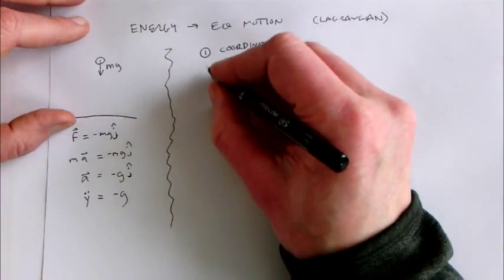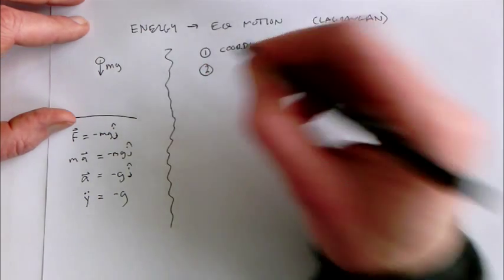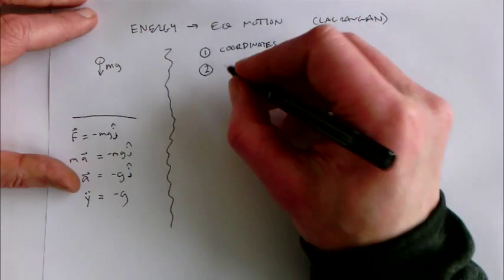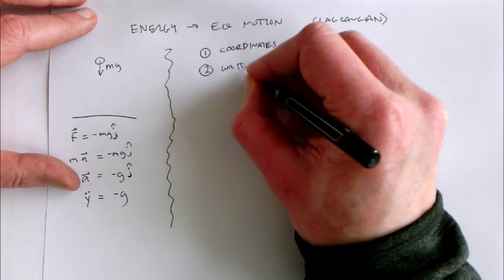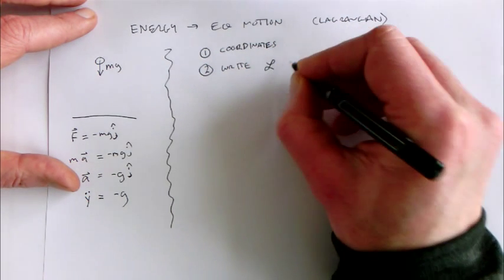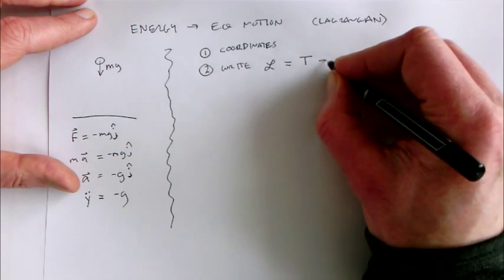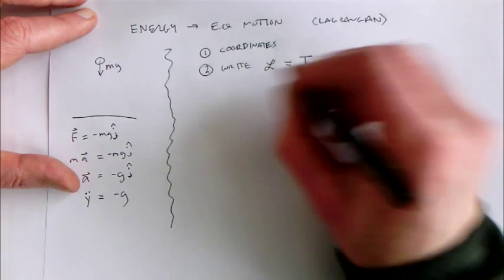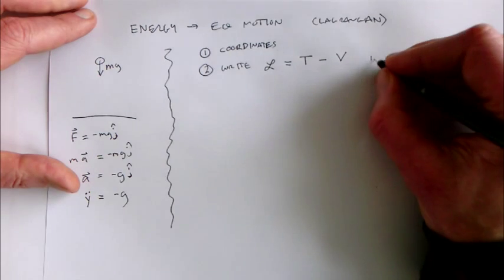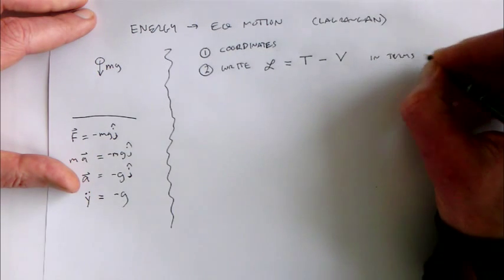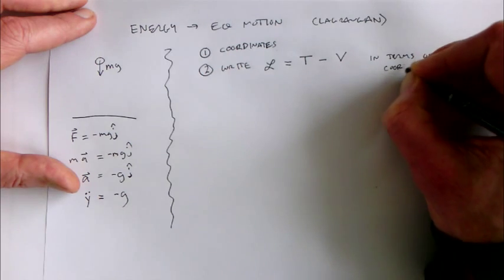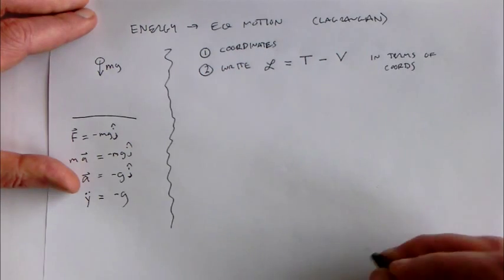The second thing that you need to do, once you've figured out the coordinates, is write the Lagrangian. The Lagrangian is defined as the kinetic energy minus the potential energy. So you're going to write the Lagrangian in terms of the coordinates.